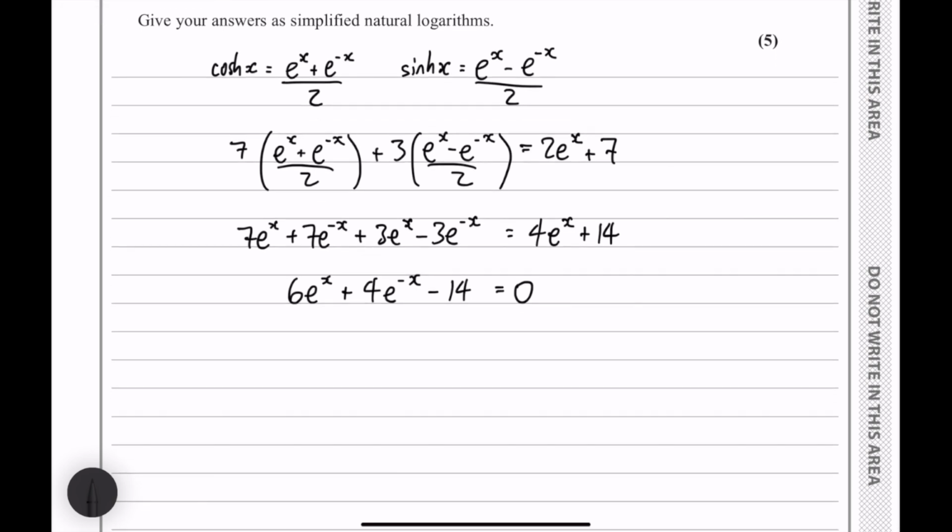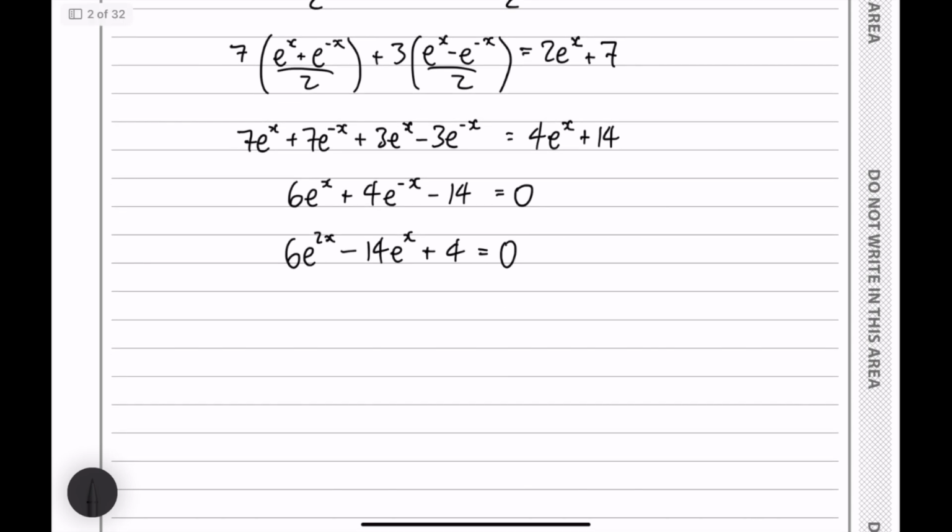And then a standard trick here is to multiply the whole equation by e to the x, which gives us a quadratic in e to the x. That becomes minus 14 e to the x, and then it cancels with the e to the minus x to give a plus 4 constant on the end. Now as a quadratic I can divide everything by 2, just to make that a little bit easier to work with. And then, can we factorize that?